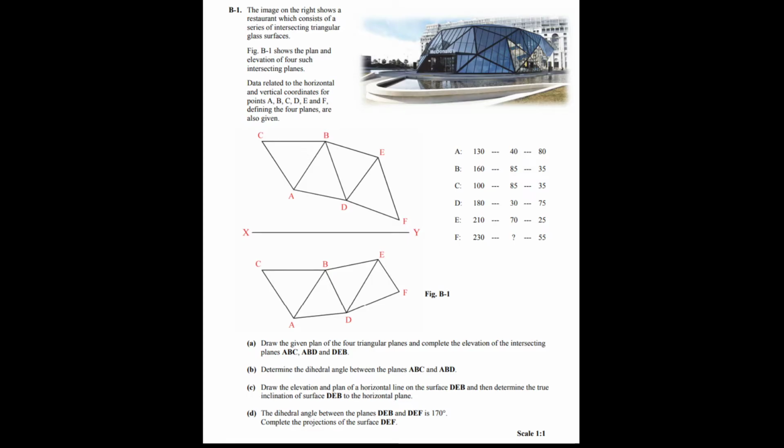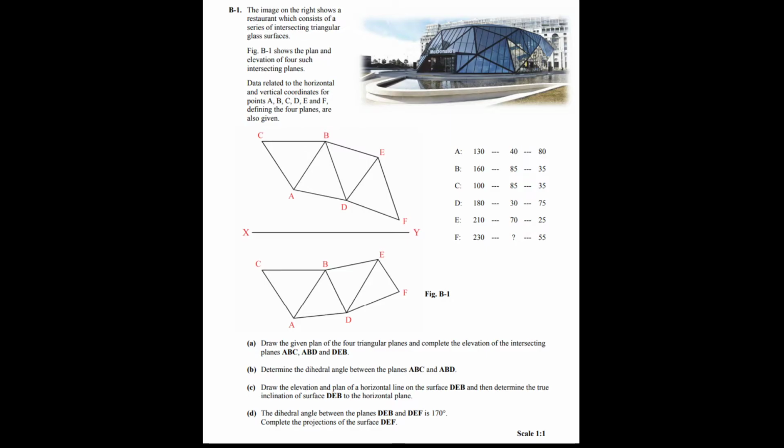So now if we have a look at the question again, we've done part A and B. Part C of this is to draw the elevation and plan of a horizontal line on the surface DEB and then determine the true inclination of the surface DEB to the horizontal plane.